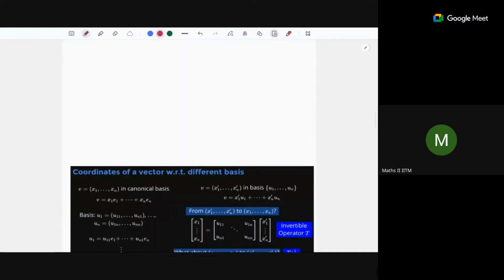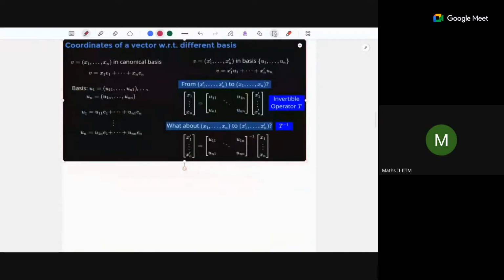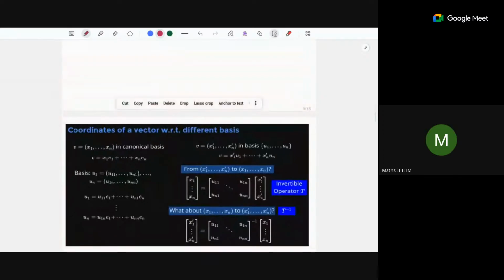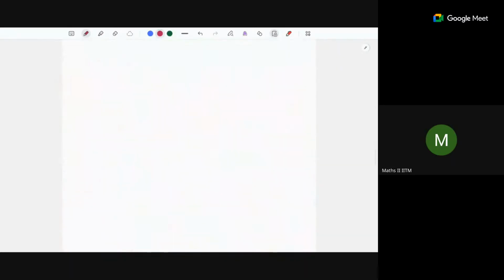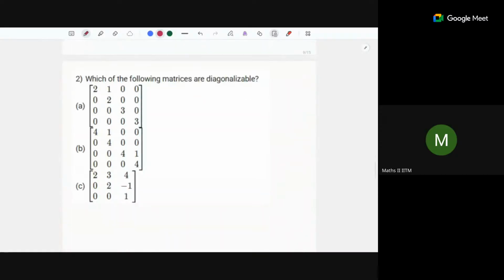All right. Let's skip this for a minute. Which of the following matrices are diagonalizable? So again, you have three matrices. Is A diagonalizable?